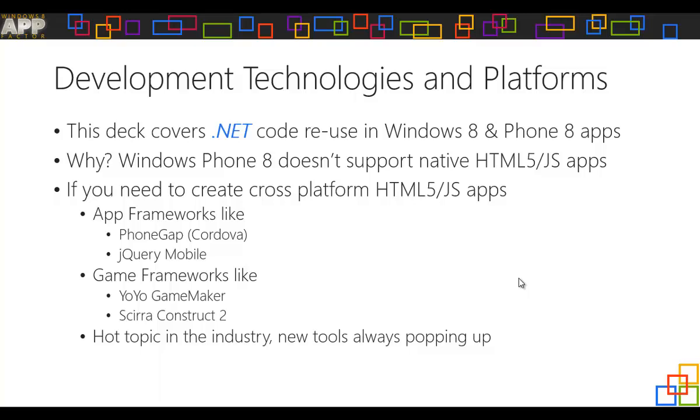Now, it's important to understand in this session we're talking about .NET code reuse in Windows 8 and Windows Phone 8 applications. We're not talking about HTML5 JS app reuse, and that's because Windows Phone 8 doesn't support native HTML5 JS apps the same way Windows 8 does. If you do, however, need to create cross-platform HTML5 JavaScript apps, you could look at some of the application frameworks like PhoneGap, also known as Apache Cordova, or some of the UI libraries like jQuery Mobile. You could also look at creating cross-platform games using some of the gaming frameworks like Yo-Yo Game Maker or Scirra Construct 2. This is a hot topic in the industry right now, and new tools are always popping up, so you want to keep your eyes open.